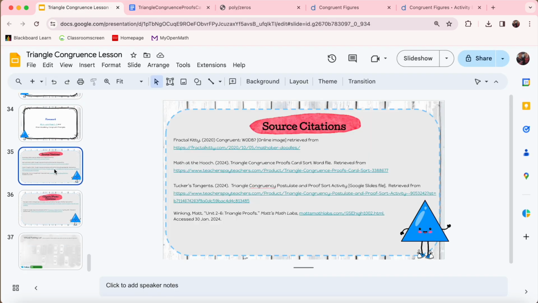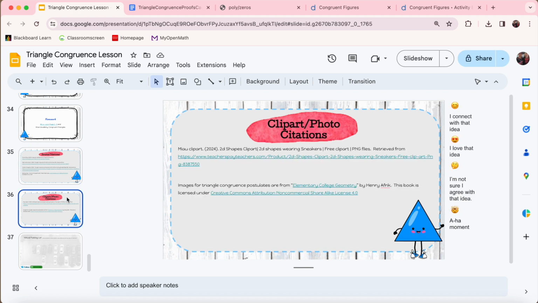I have listed down here all of my source citations where I received some images. So here was the "which one doesn't belong" that I did with the multiple triangles, the card sort Word file, I did get some examples from Tucker's Tangents here that I could include, and then that homework assignment that I just showed us from Matt Winking's Math Lab's website. That was a mouthful. And then on this last page, I did find some clip art to create my presentation.